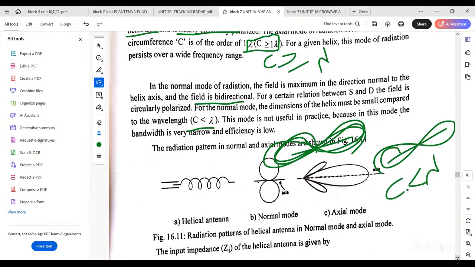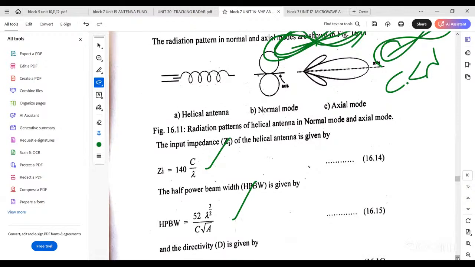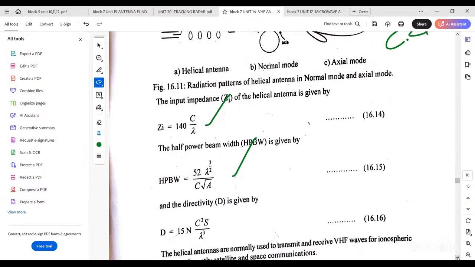Next, after radiation patterns, we have small formulas. Those formulas represent input impedance, half power bandwidth, and directivity. Input impedance formula: 140 C by lambda. Half power bandwidth formula: 52 lambda to the power of 3 by 2 by C root A. Directivity formula: 15 N C square S by lambda cube.